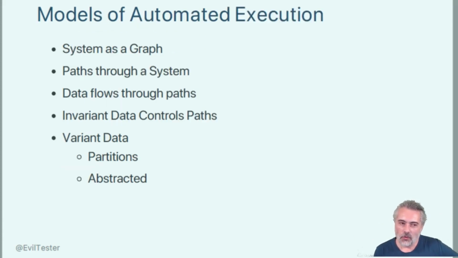So when it comes to automated execution, when I'm thinking of the application, I'm thinking of the system as a graph. A directed graph, nodes, flows. Then what we're doing is exercising paths through the system. Each of those paths consumes data, so data flows through the path. Some of the data controls the path. If someone is less than 18, then do this. If someone is more than 18, then do these things. So the data has an impact on the path.